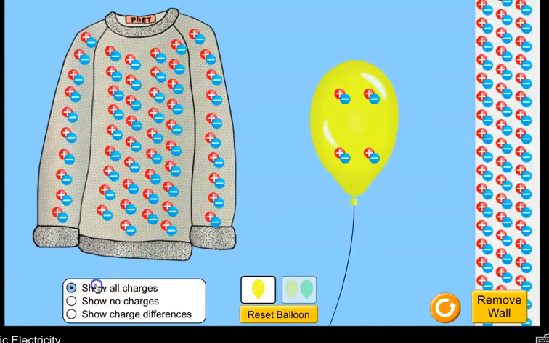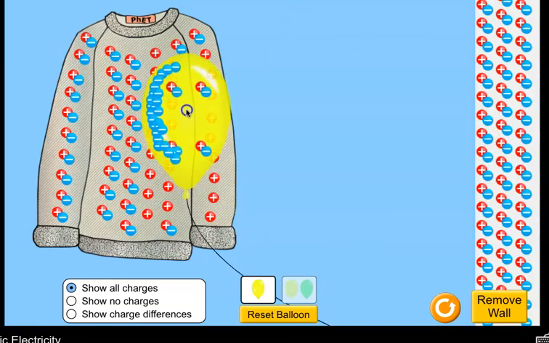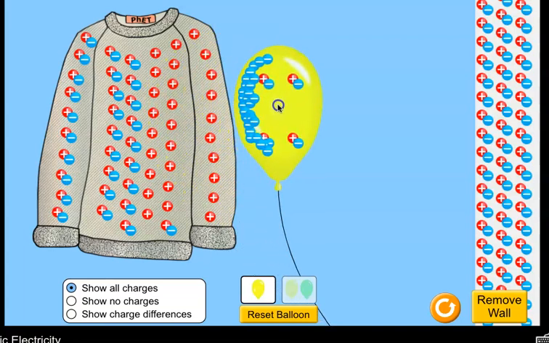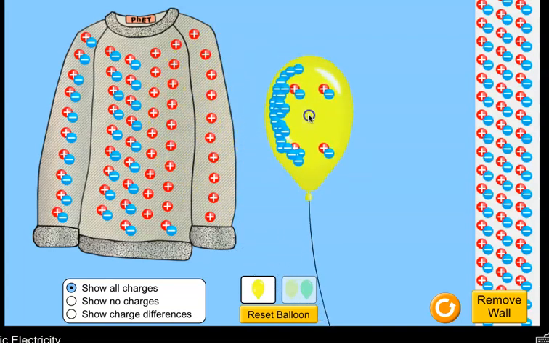Let's reset first and then show all the charges. So in the beginning, the balloon is neutrally charged, meaning for every positive proton, there's a negative electron, and that makes it neutral. Everything is neutral right now, but if I take the balloon and rub it on my sweater, I'm going to pick up electrons. We can only pick up electrons because protons are part of the atomic nucleus. They cannot move between atoms. They are the atom, and the electrons are what's transferring between atoms and creating a difference in charge, and therefore creating this electrostatic force or electric force.